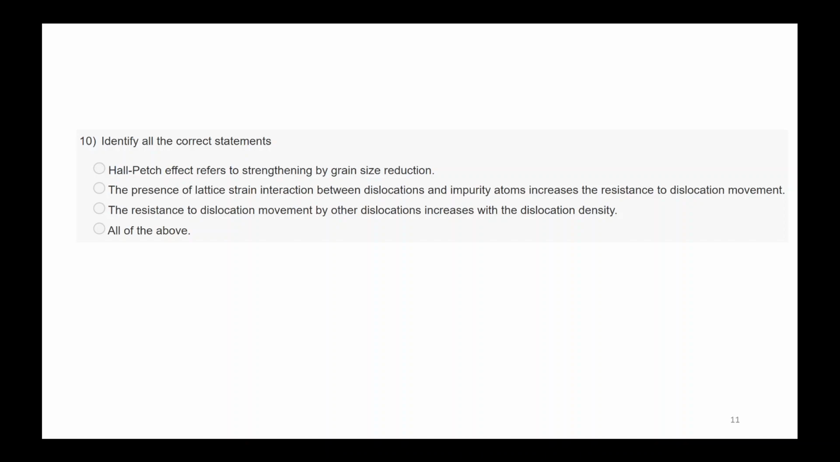Identify all the correct statements. First is the Hall-Petch effect refers to strengthening by grain size reduction. Second, the presence of lattice strain interaction between dislocations and impurity atoms increases the resistance to dislocation movement. Third is the resistance to dislocation movement by other dislocations increases with the dislocation density. And fourth is all of the above. So your answer will be all of the above, because all of the statements are correct regarding these strengthening mechanisms.